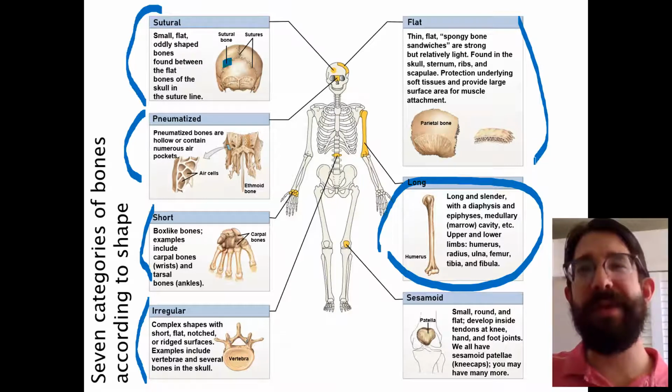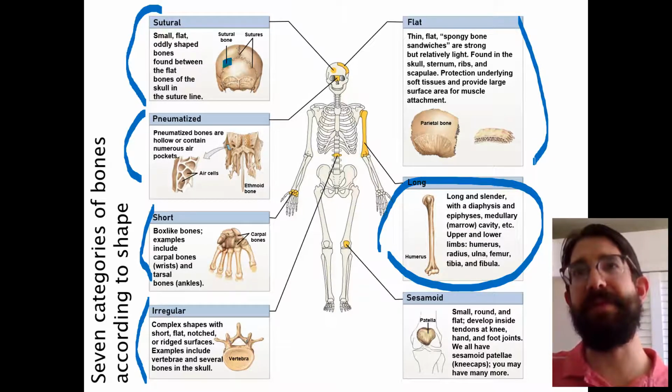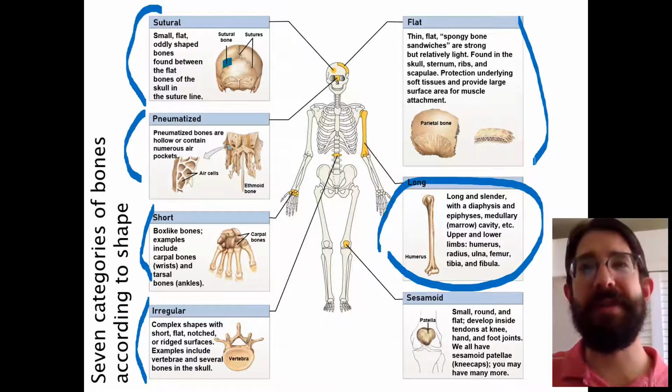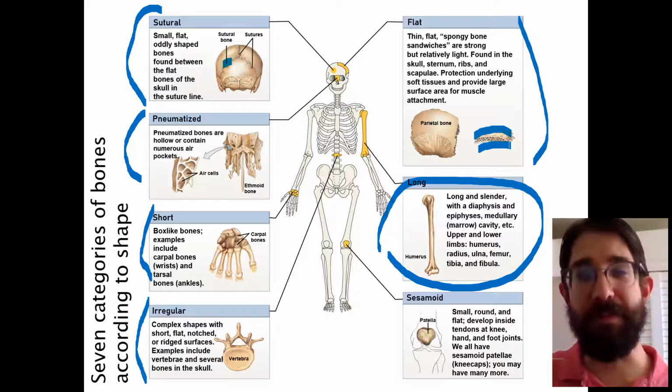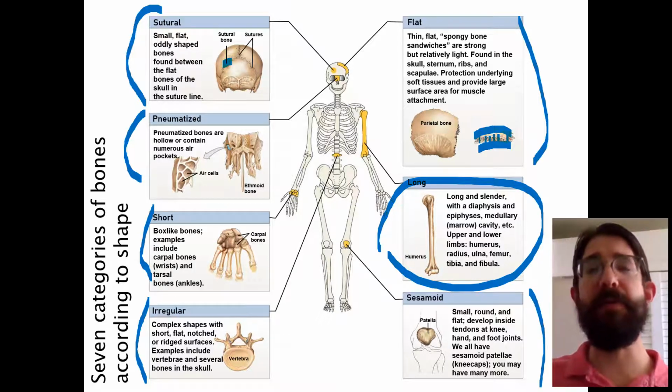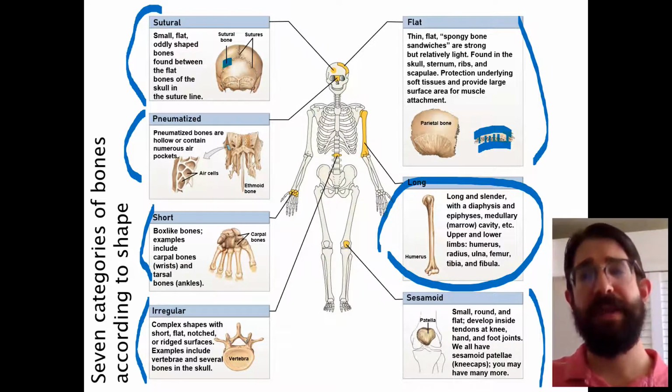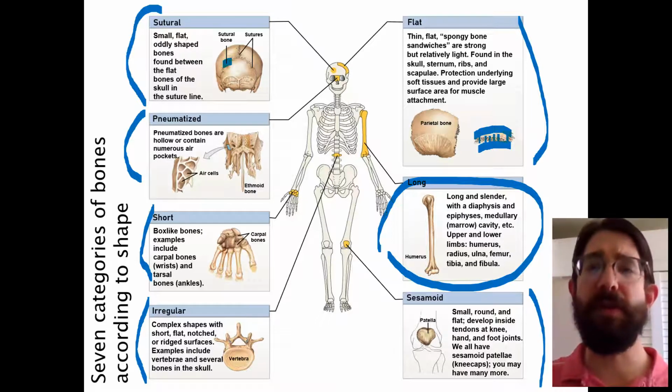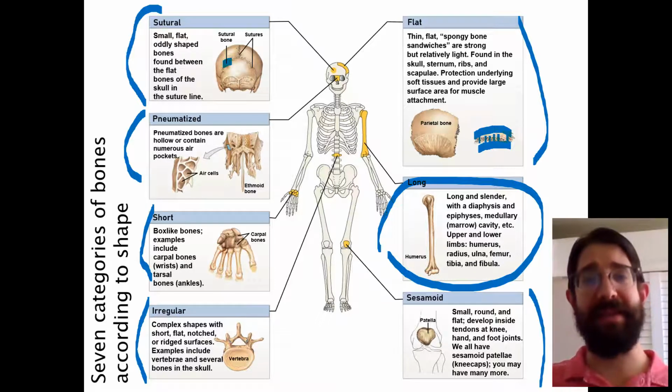Other skull bones are pretty simple, just flat, thin bones, and we just call those flat bones. Or I call them spongy bone sandwiches because they have compact bone on top, compact bone below, and spongy bone inside of the sandwich. We talked about long bones, so that leaves our last type of bone, which is a sesamoid bone. Sesamoid bones are small little round bones, and they develop inside of tendons.